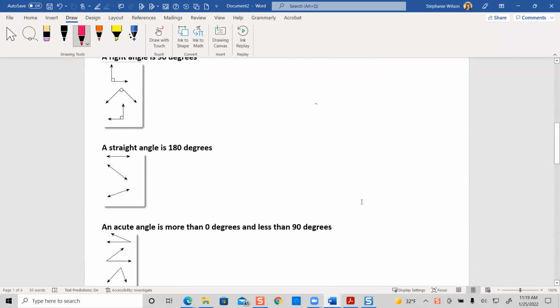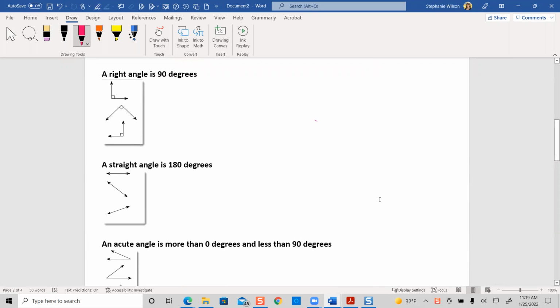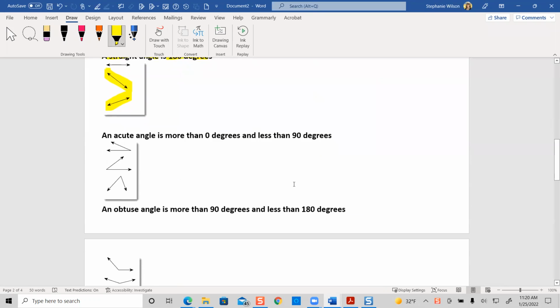All right. So a right angle is 90 degrees. A straight line is 180 degrees. We saw that on the unit circle. I wanted you to see, look, we have this line connected to this line and it had degrees between them. This one has two lines connected, but it was a complete straight line. Let's look at the next one.